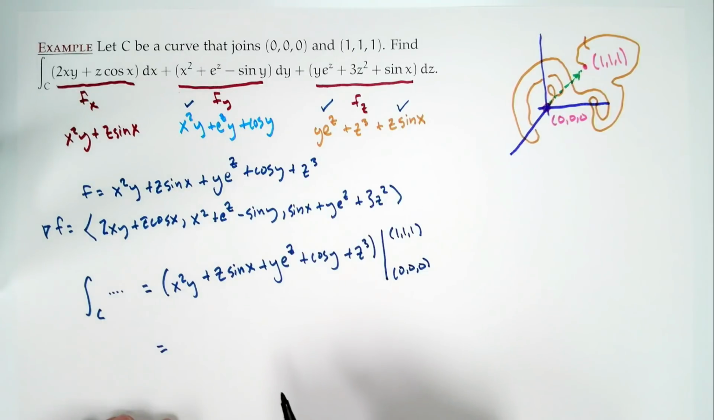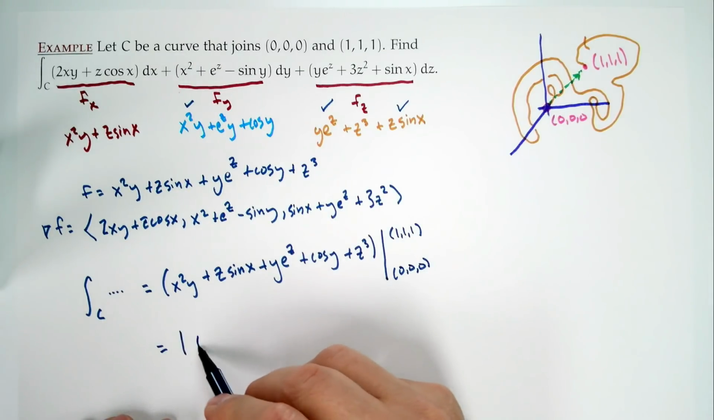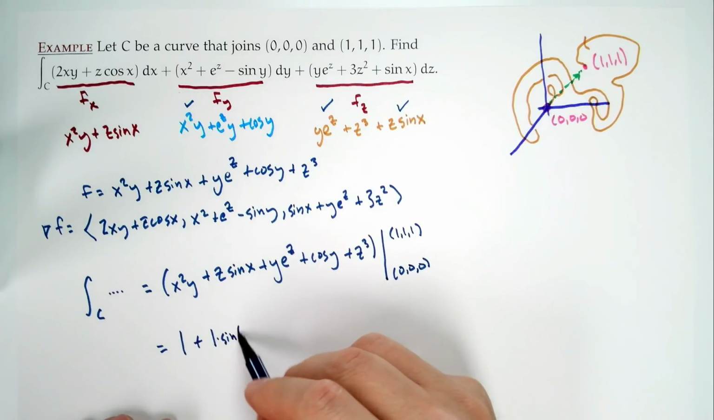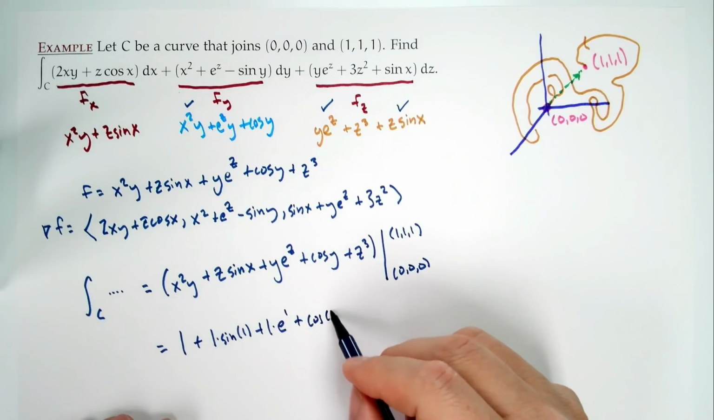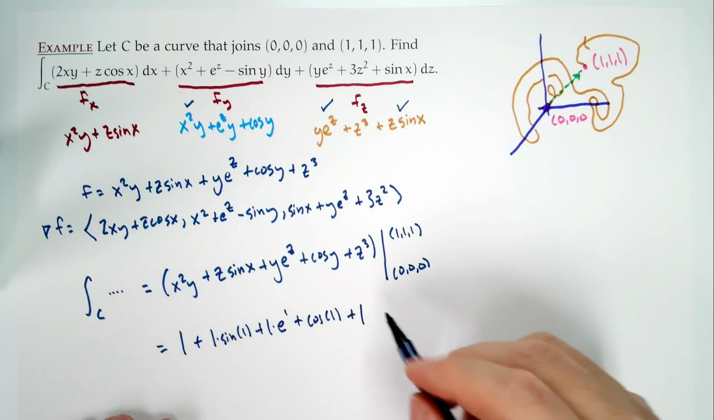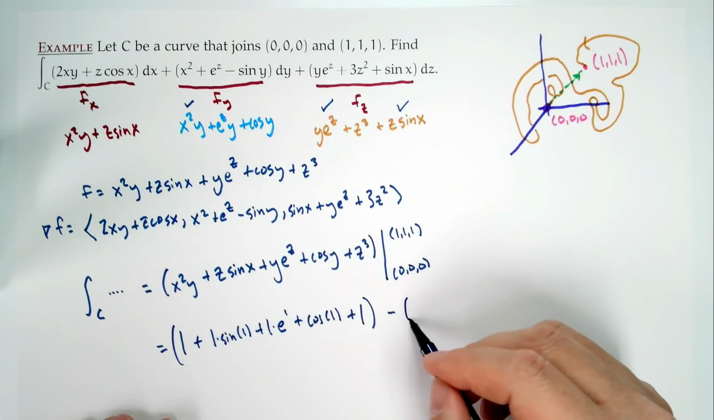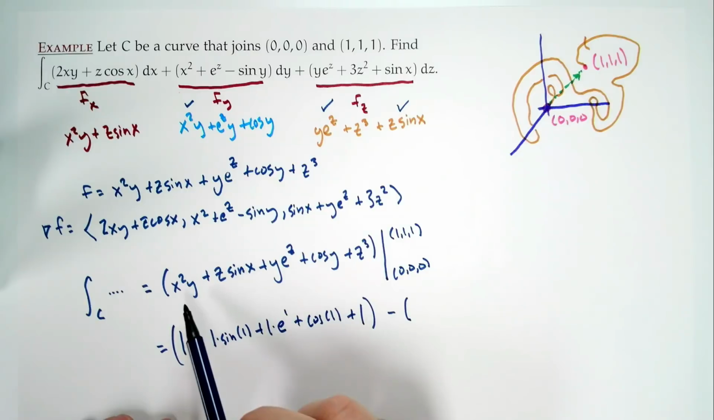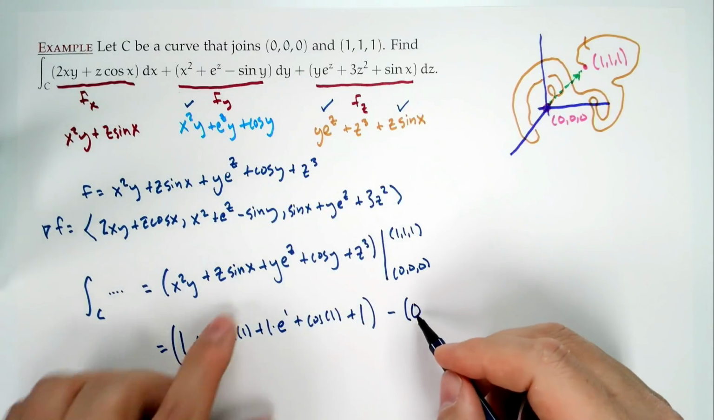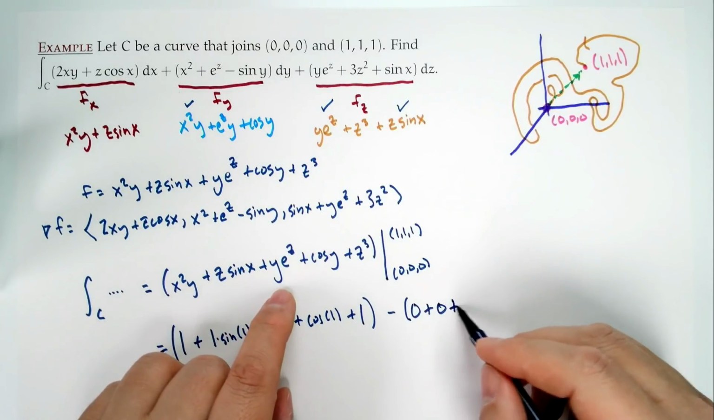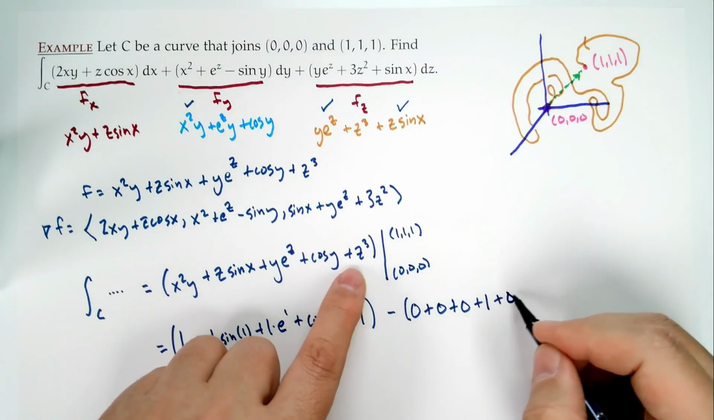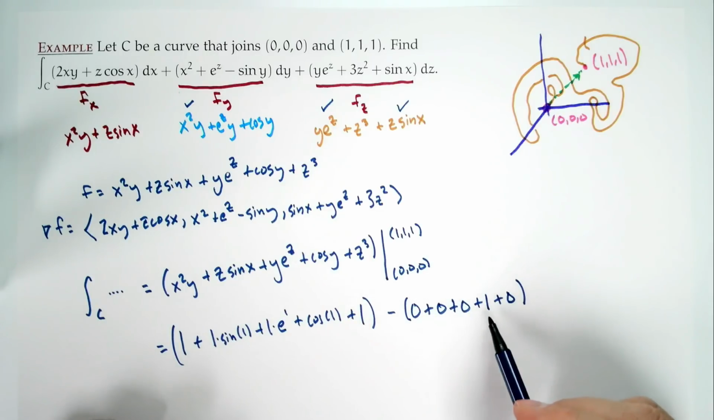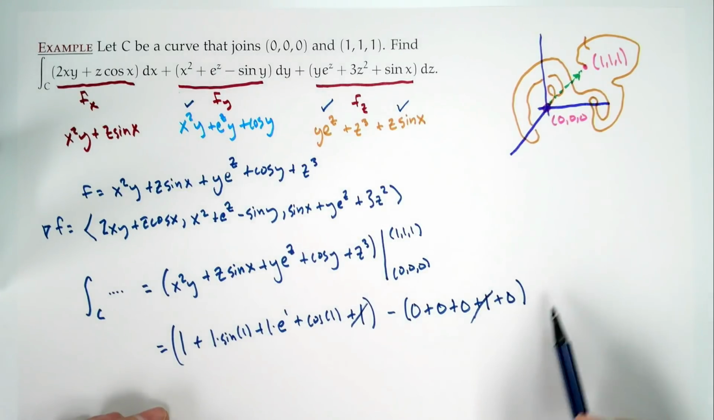So we plug in 1, 1, 1. So we're going to get 1 plus 1 times sine of 1 plus 1 times e to the 1 plus cosine of 1 plus 1 cubed is 1. Subtract, plug in 0. Always got to double check because occasionally things sneak through. 0 and 0 and 0 and, oh, see, cosine 0 is 1, and 0. Okay, so the good news is we get a little bit of cancellation. We can knock off a single 1. All right, and the zeros go away.